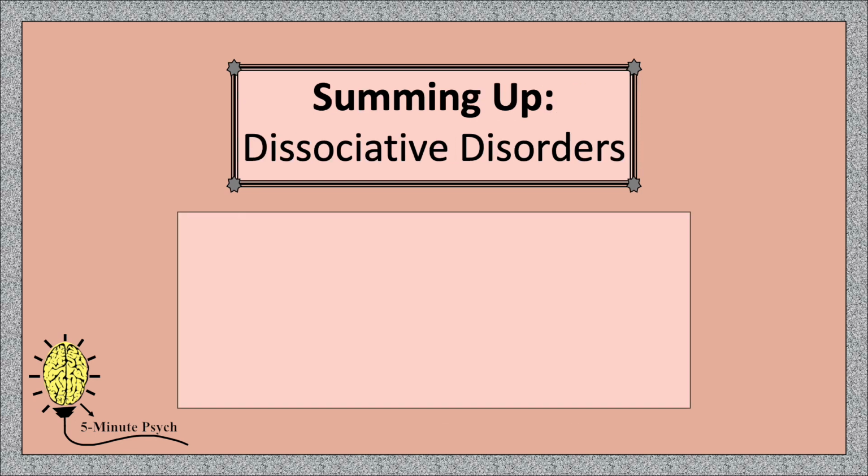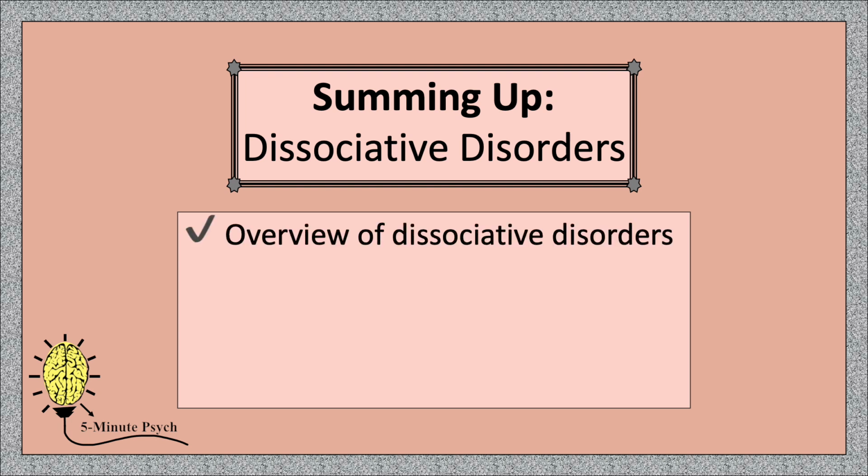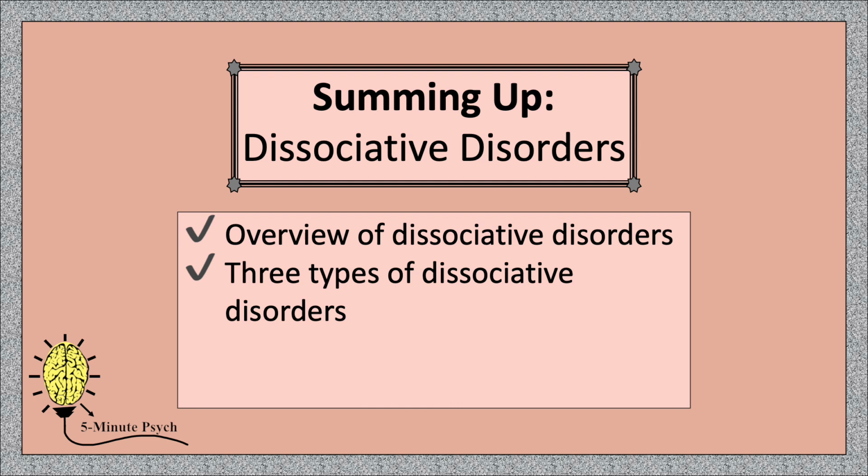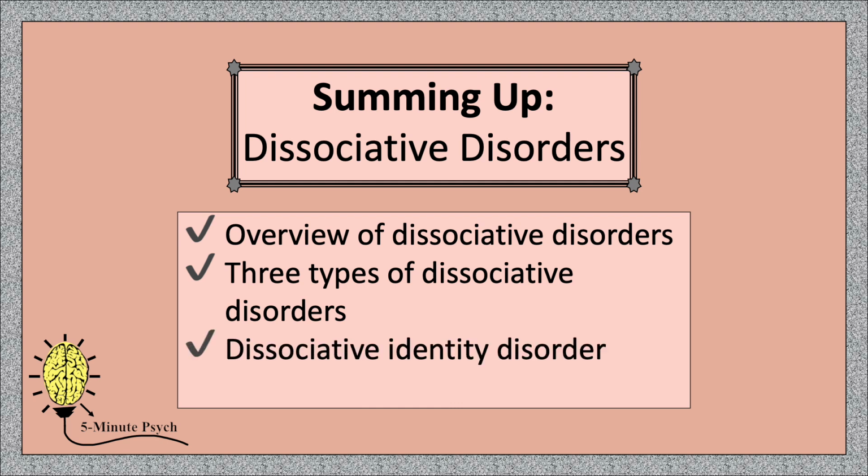Well, we just discussed dissociative identity disorders by beginning with an overview before looking at 3 different types of dissociative disorders. Then we focused on dissociative identity disorder, the one we know the most about, and discussed several potential causes. Now, aren't you glad you had 5 minutes?